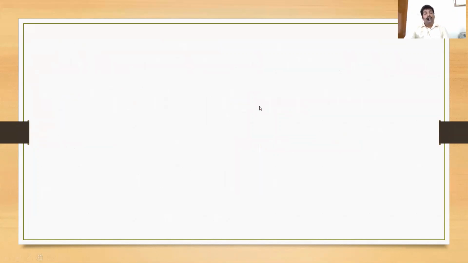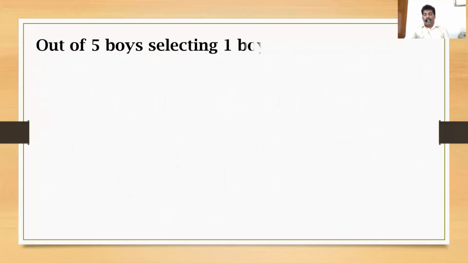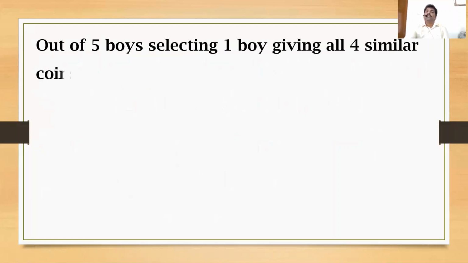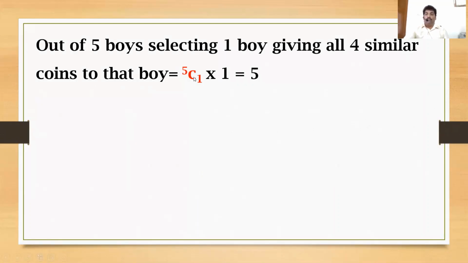So now come to the solution. First, out of 5 boys, we have to select 1 boy and give all the 4 coins to that boy. So out of 5 boys, selecting 1 boy, how many ways can we select? 5C1 ways. Out of 5 members, selecting 1 person is 5C1. C means combination.